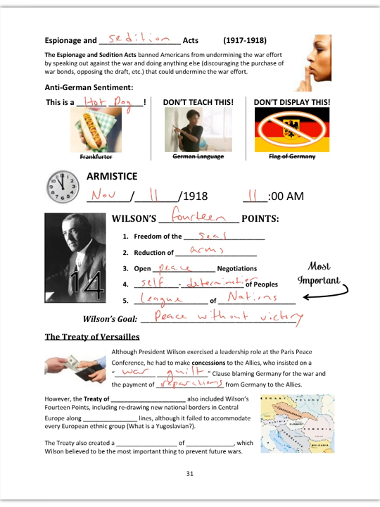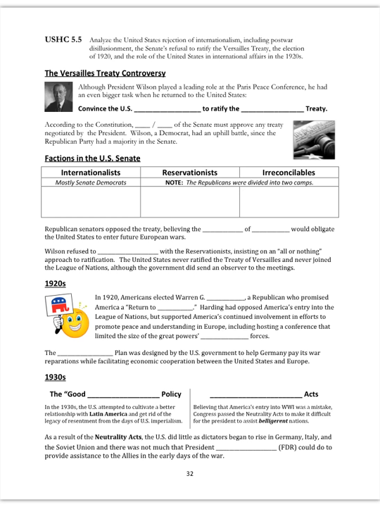However, the Treaty of Versailles also included Wilson's 14 points, including redrawing new national borders in Central Europe along ethnic lines, although it failed to accommodate every European ethnic group. The treaty also created a League of Nations, which Wilson believed to be the most important thing to prevent future wars. So far, Wilson is getting what he wants, for the most part, out of the Treaty of Versailles. However, he's not the end-all to this treaty.